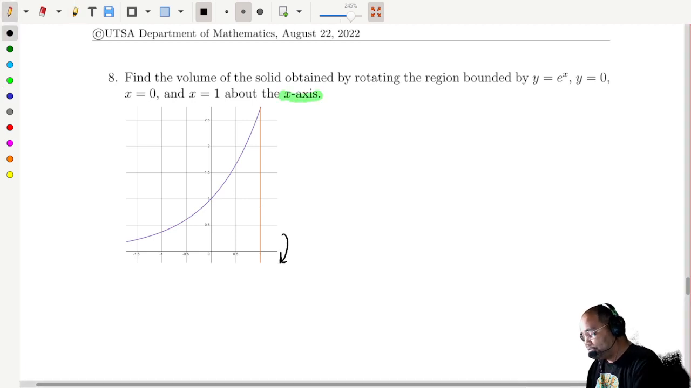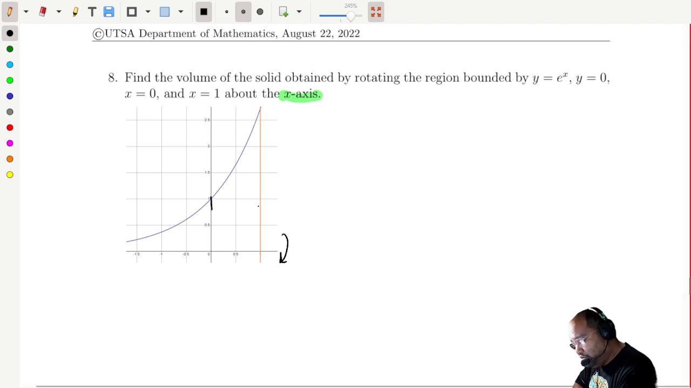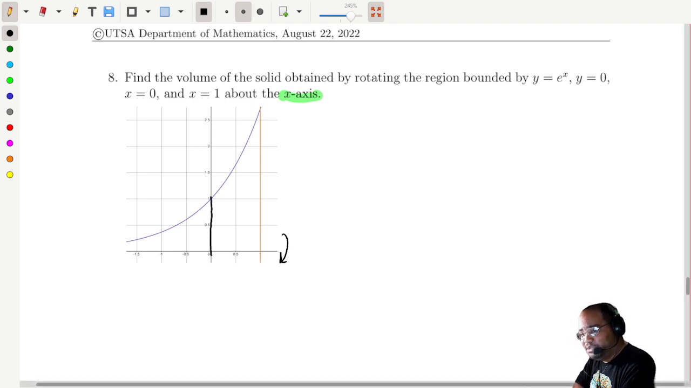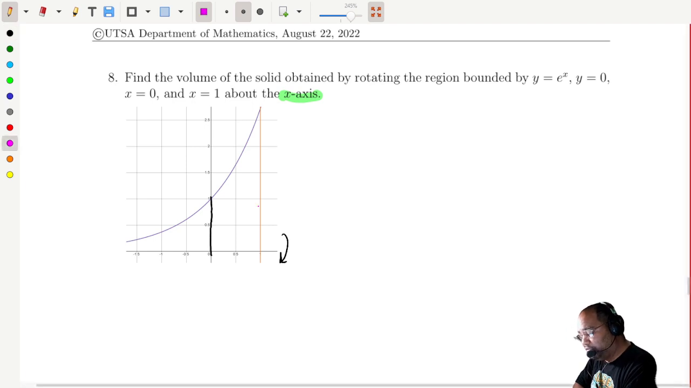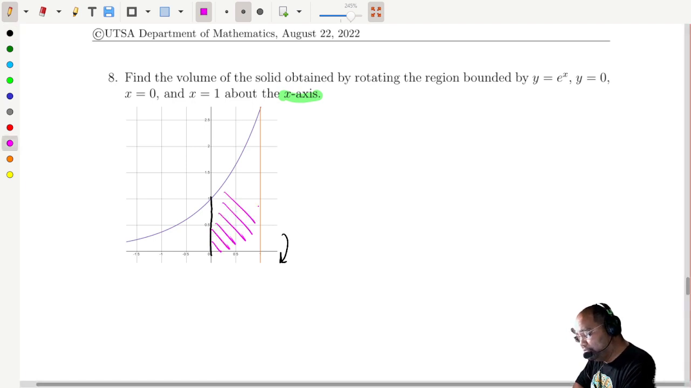Call that in. So y equals e to the x, our favorite exponential function. Y equals 0, that's the x-axis. X equals 0, that's the y-axis. X equals 1, that's that golden line. So our region that we're worried about is here.